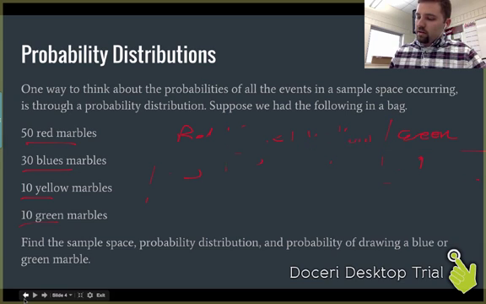The few things here that it also wants: find sample space probability and the probability of drawing a blue or a green marble. Well, I said earlier the most important thing is thinking about probability as the number of favorable outcomes divided by the total number of outcomes. All right, so we want to draw a blue or a green. So we have to think about how many blue marbles there are. There are 30. So we write it like this: probability of blue or green.